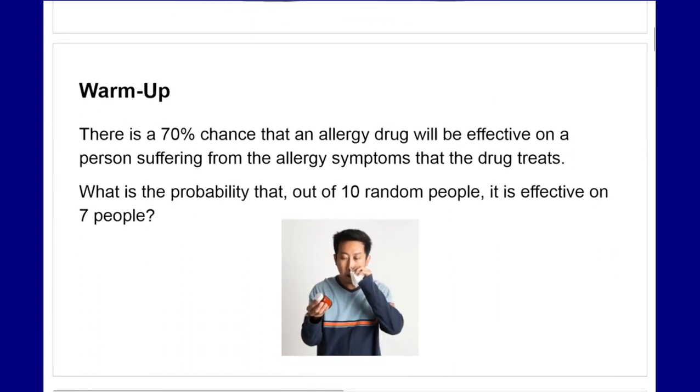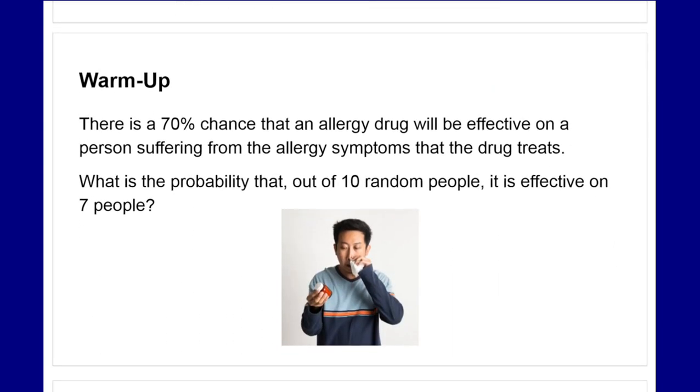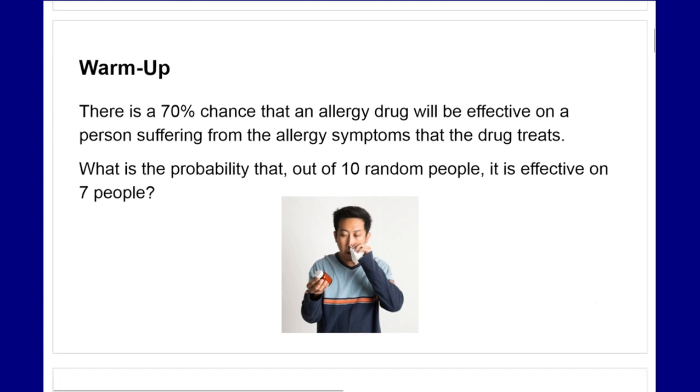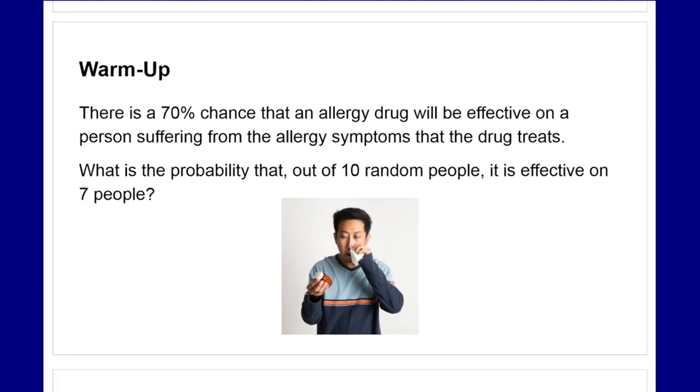Just as a warm-up, there is a 70% chance that an allergy drug will be effective on a person suffering from the allergy symptoms that the drug treats. What is the probability that out of 10 random people, it is effective on 7 people? I'm not going to go into too much detail on this one, but this is just a warm-up question that we will revisit once we learn a little bit more about binomial distribution. So take a second, think about it. If you want to pause the video to think about how to calculate this, you can. We will come back and look at the distribution for this scenario, which will allow us to calculate this specific outcome.